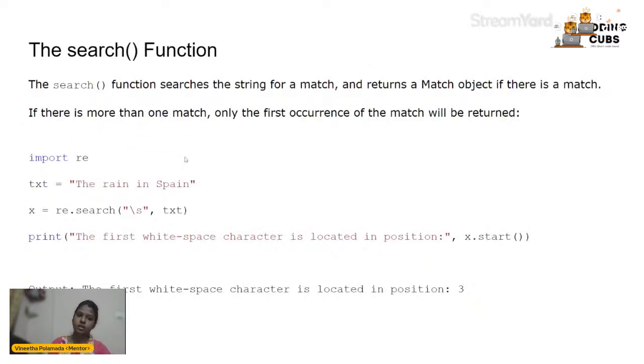We're moving on to the search function. The search function, as I said, searches the string for a match and returns the match object if there's a match. If there's more than one match, as I told you, the first occurrence of the match will be returned. Here also the same thing. They have given the same text. Only difference is that here I'll just say re.search instead of re.findall. It will search \s, which basically means the white space.